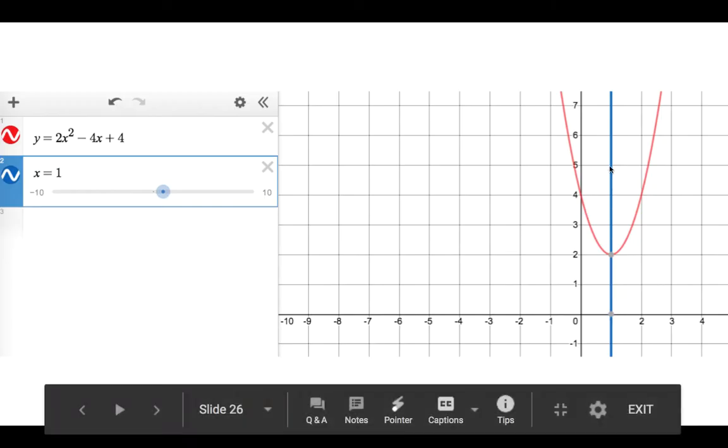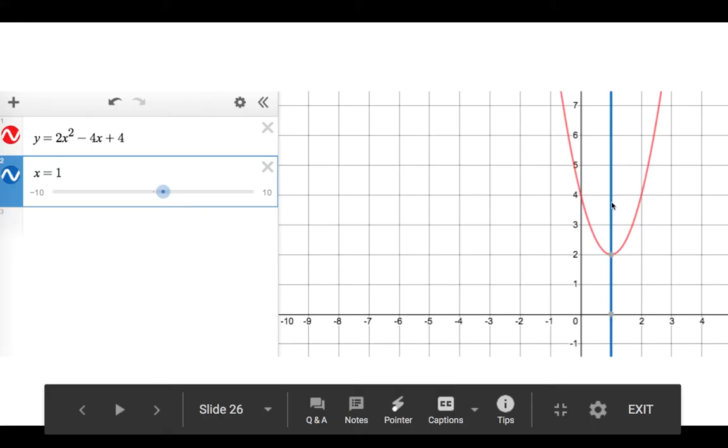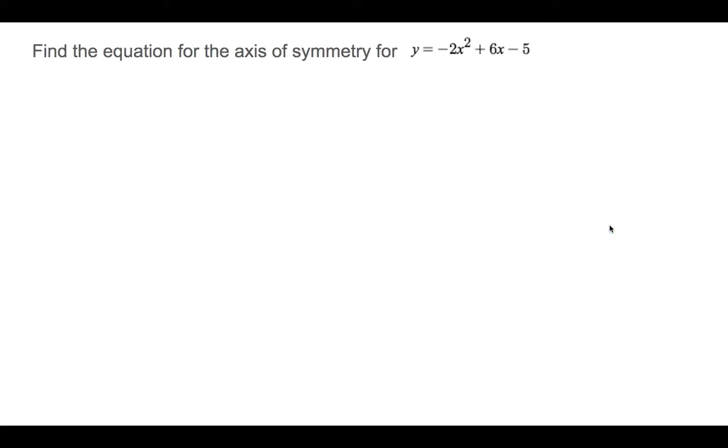It's the same value as the x coordinate of the vertex that you use for the axis of symmetry, except you have to put it into an equation. The equation is actually x equals 1. All right, so let's go ahead and practice. Let's use the formula that we know, x equals -b over 2a. That is the formula for the axis of symmetry, and see if you can find the axis of symmetry for this graph.